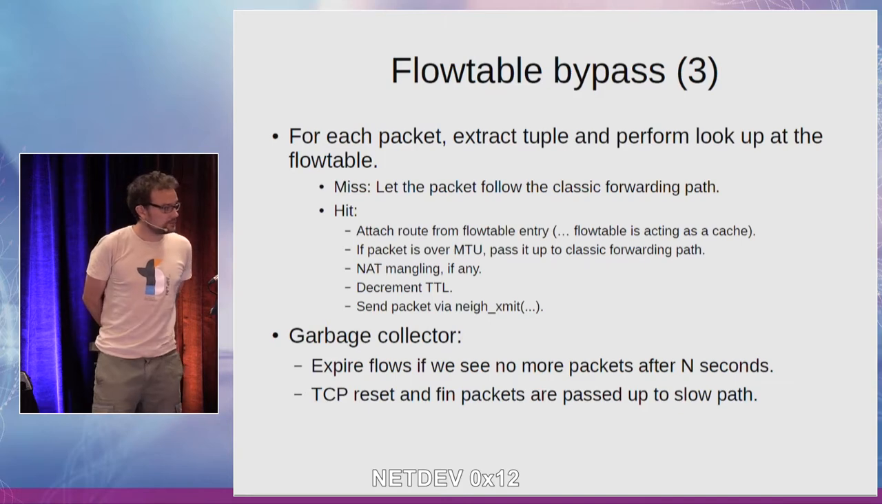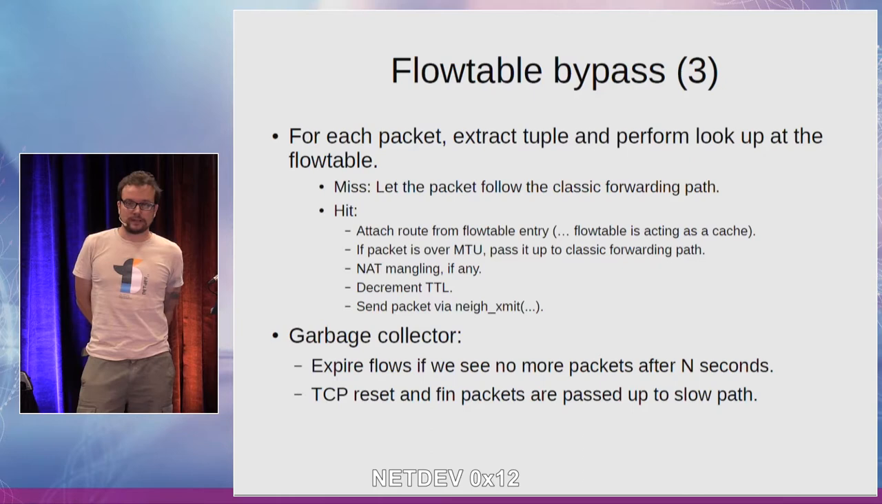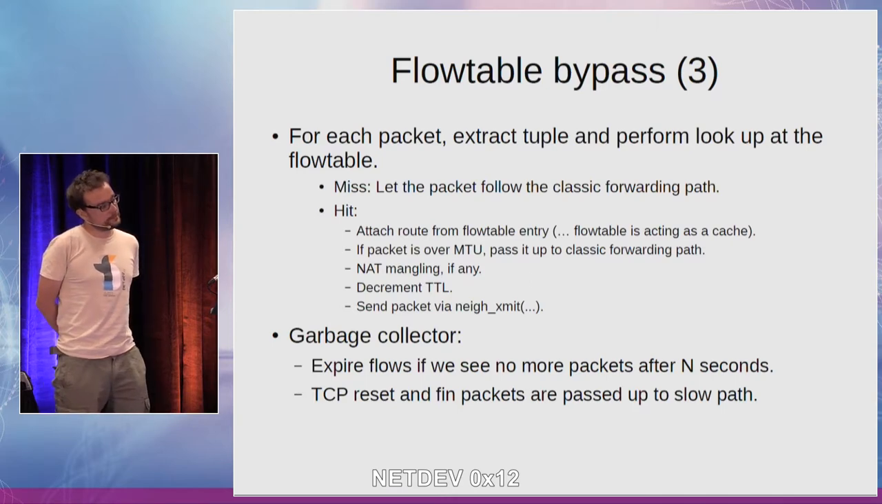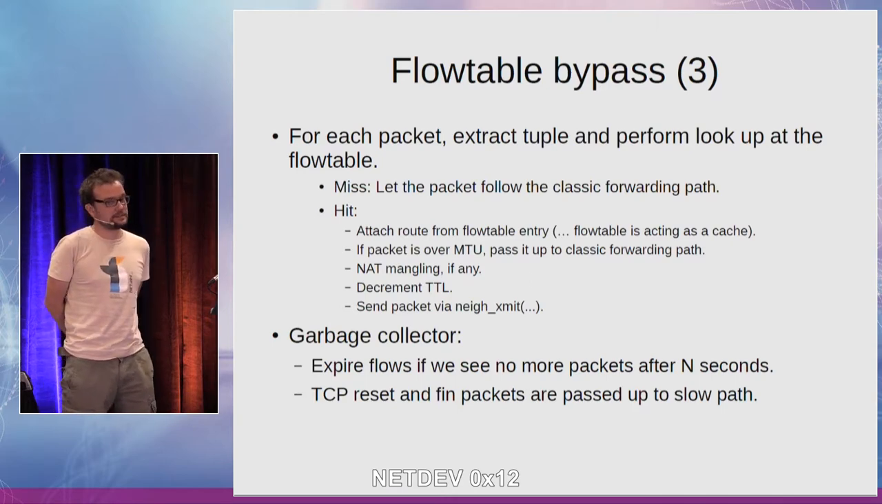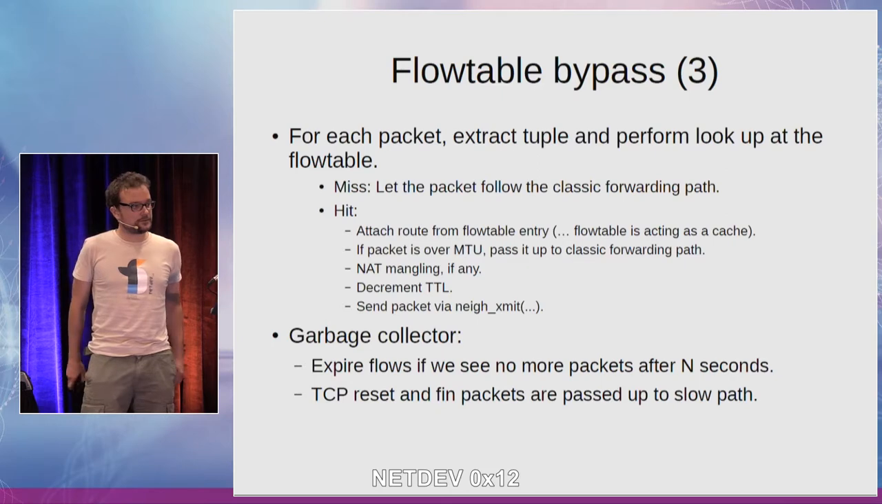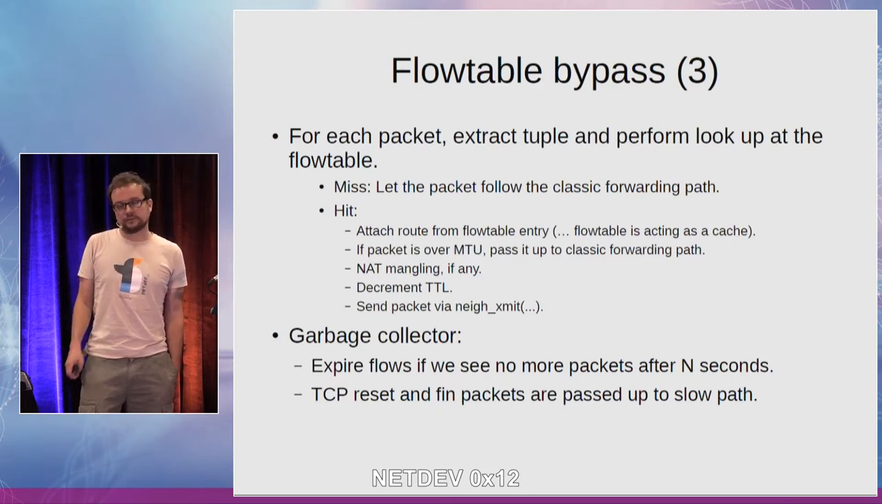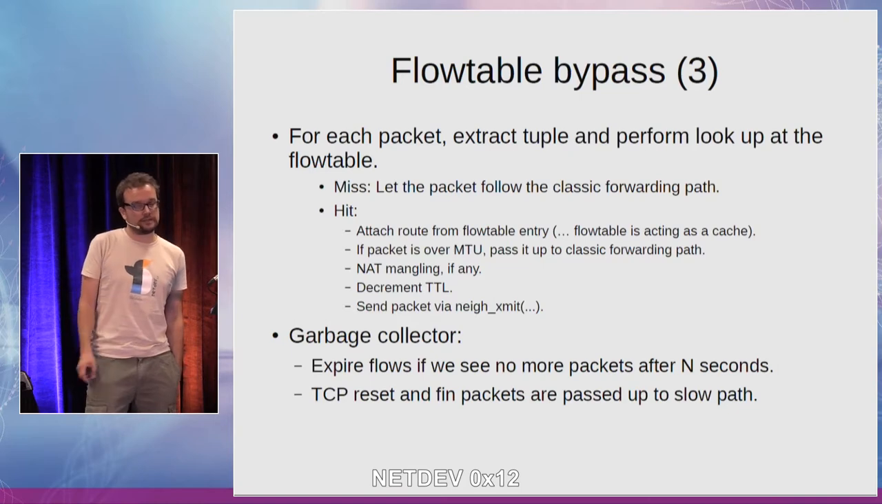There is a garbage collector that is removing flow table entries for which we haven't seen packets for a while. But there is also, in the case of TCP, a mechanism that allows us to give back control to the connection tracking system. That is basically for TCP reset and FIN packets, we pass them up to the classic forwarding path again, so we can reevaluate what to do with them.